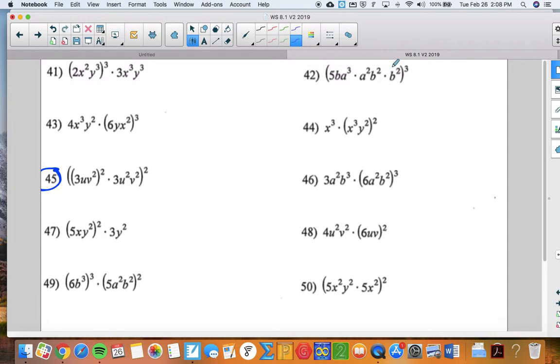People are checking their answers. They're like, whoa, that's not what I got. I'll show you why. So here we have 5 to the 3rd, which is 125. Here we get b to the 3rd. Here we get a to the 9, because we multiply the exponents together. A to the 6, b to the 6.